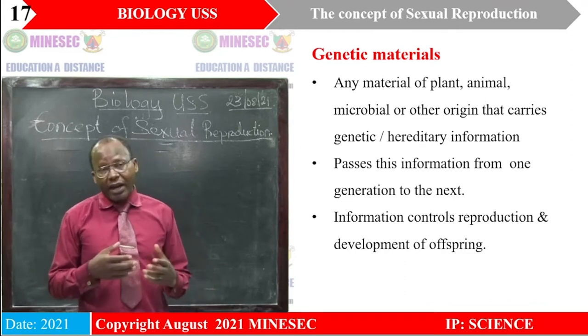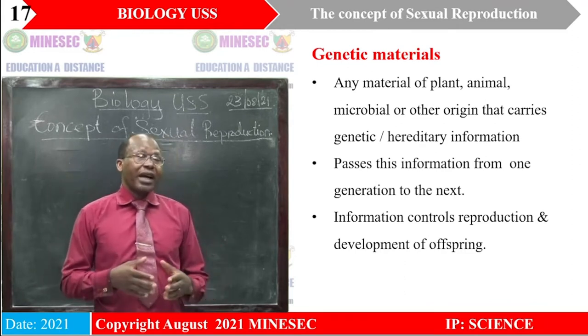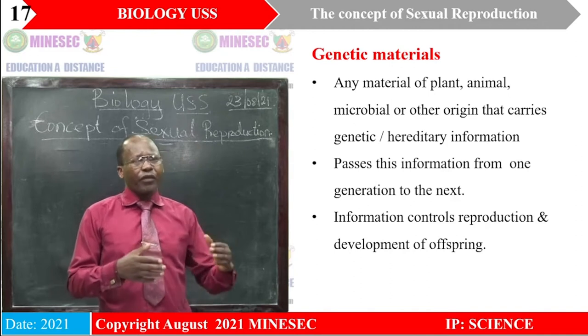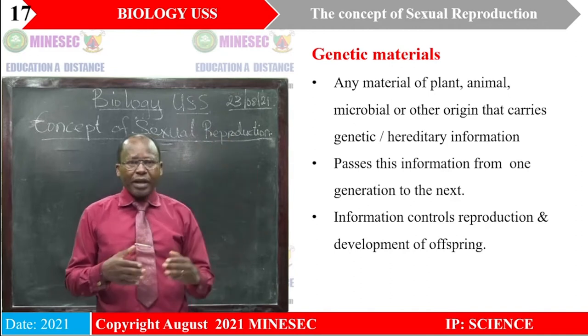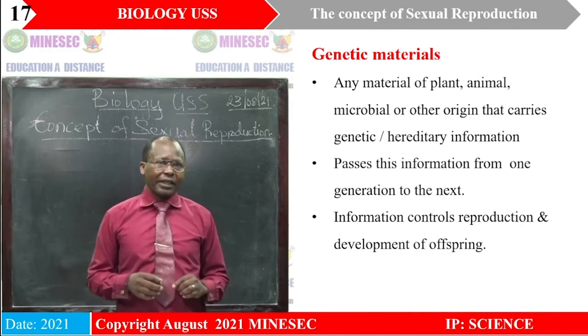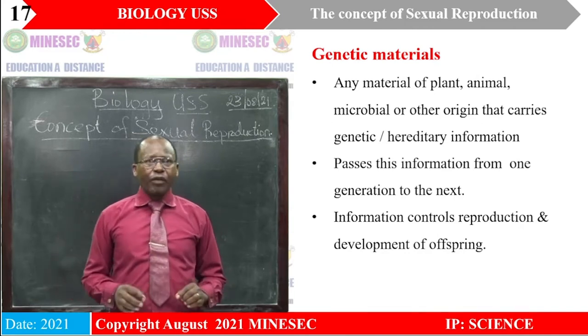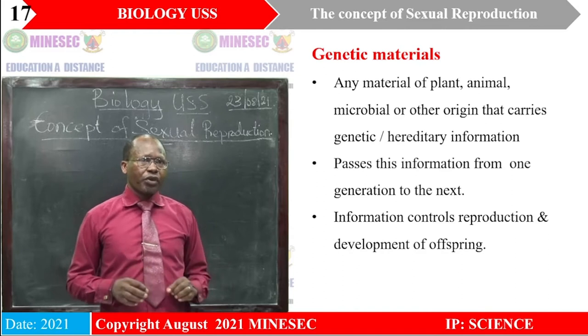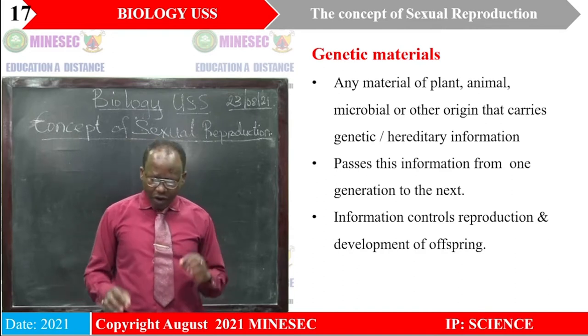That is why we can have what we call a family tree, which has certain traits that have been moving from the grandparents, great-great-grandparents, until the present generation. That passes through genetic material. And it is this information that actually controls reproduction and the development of the offspring.